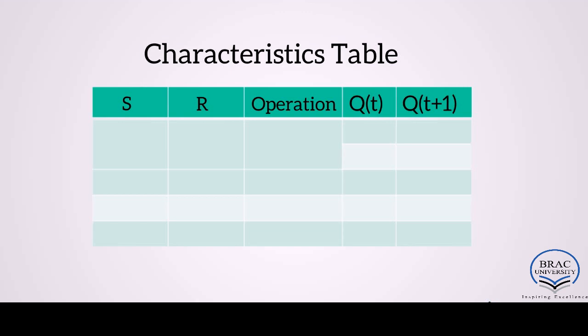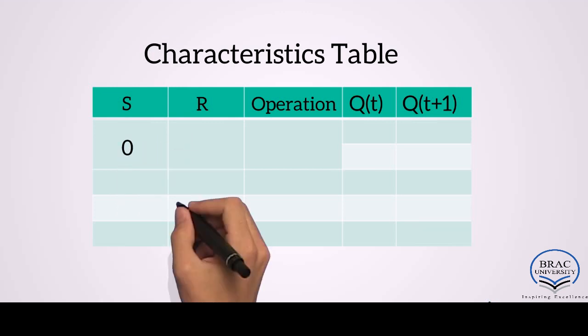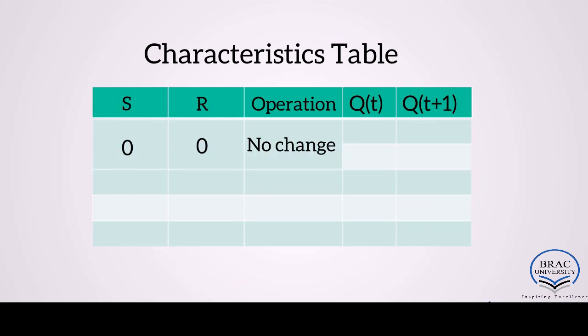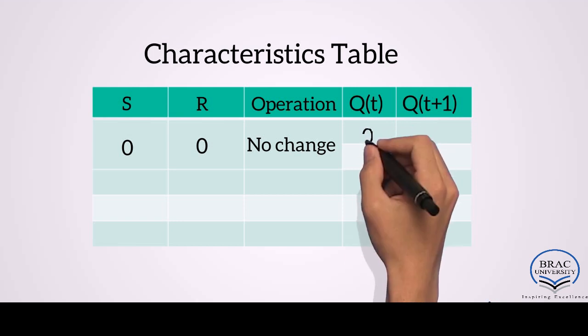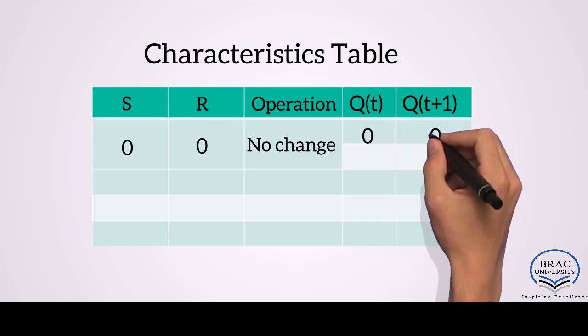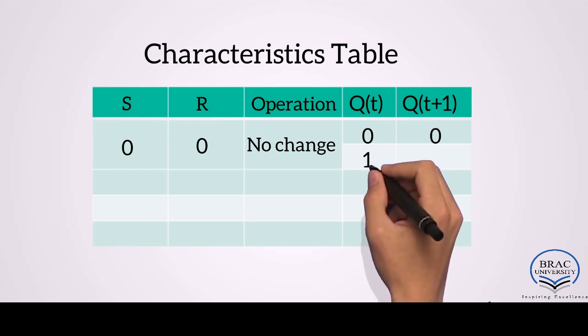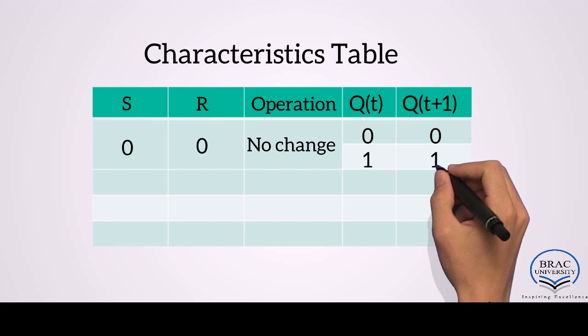So when both set and reset are 0, we perform no change. So if present state QT is 0, then the next state QT plus 1 is also 0. And if the value of QT is 1, then the value of QT plus 1 is also 1.